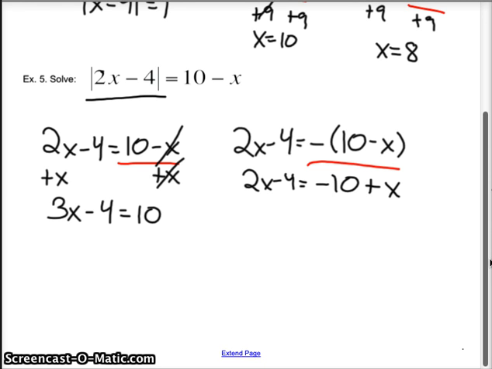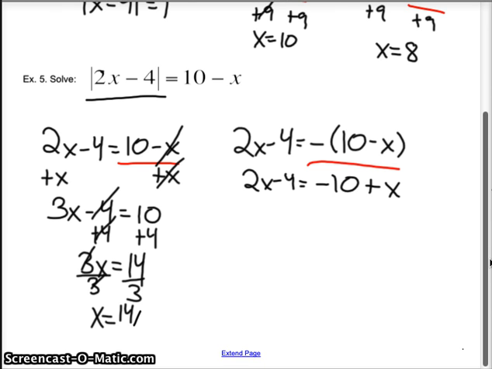Once I have this, my variable on one side, now I'm going to take care of the constant. I'm going to add that 4 to both sides. So 3x equals 14. Divide by that 3, that's multiplying my x. And I get x equals 14/3 for that one.